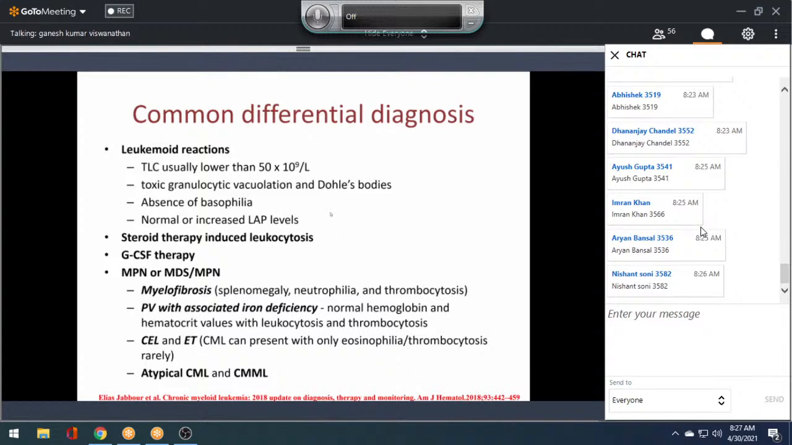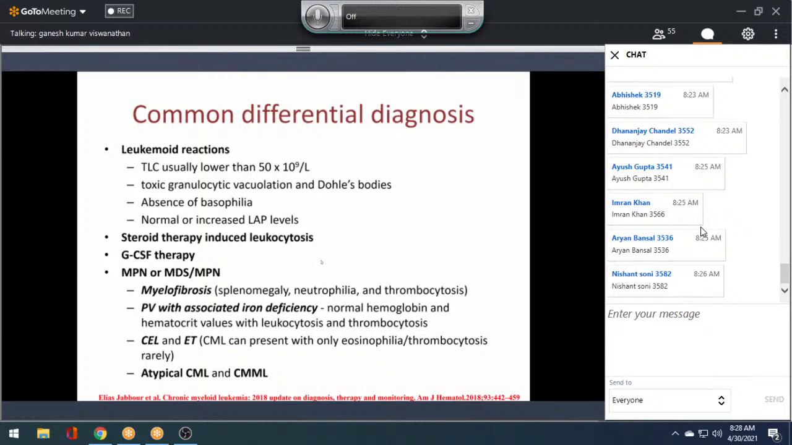So how do we differentiate these two conditions? In leukemoid reactions, the total count is usually less than 50,000, whereas in CML, it's usually higher. It's in the range of 50,000 to 1 lakh or even more. In leukemoid reaction, you can see toxic granulations, whereas in CML, the granulation is not affected. Basophilia is commonly seen in CML, whereas it is absent in leukemoid reaction. And we learned something about leukocyte alkaline phosphatase levels; we'll come to that in a bit. Leukocyte alkaline phosphatase is an enzyme which we detect using some tests. This level is increased in leukemoid reaction. So using all these criteria, you can differentiate CML from leukemoid reaction.